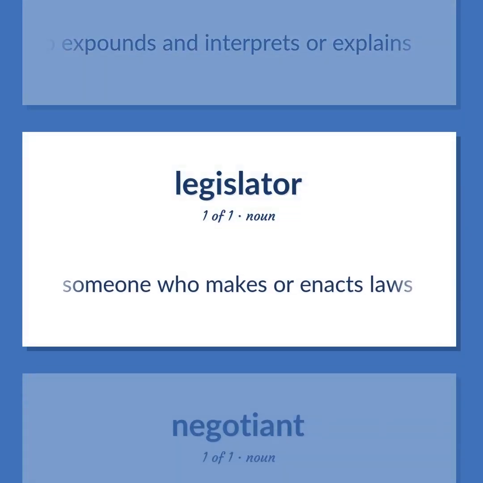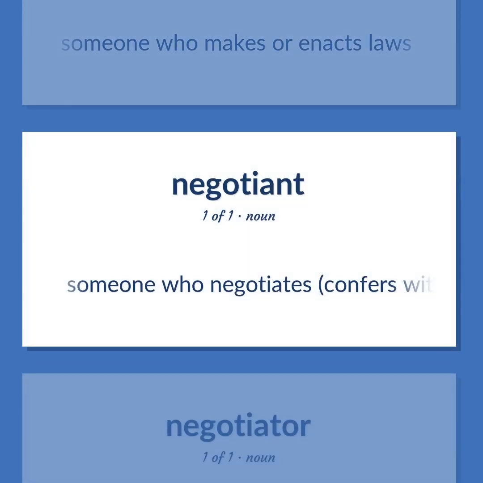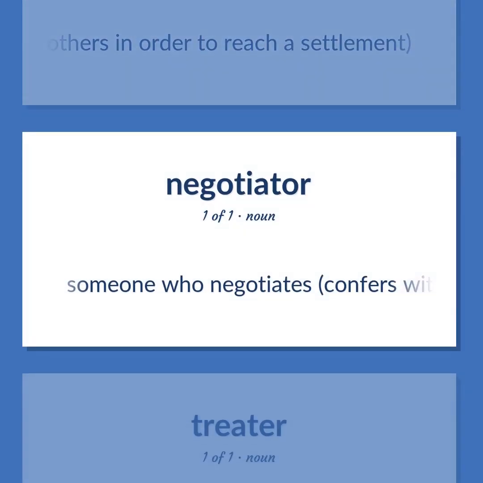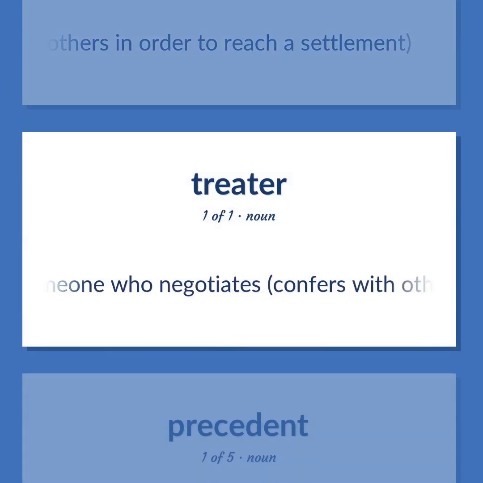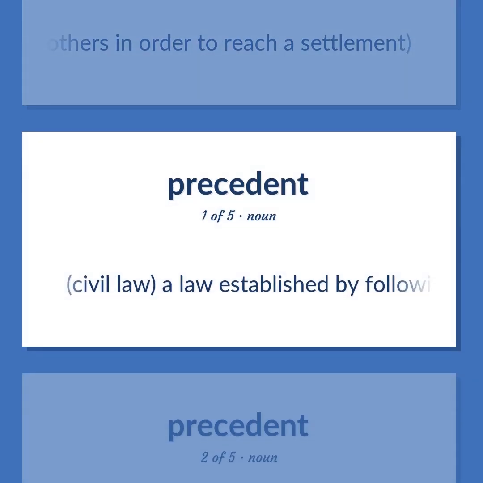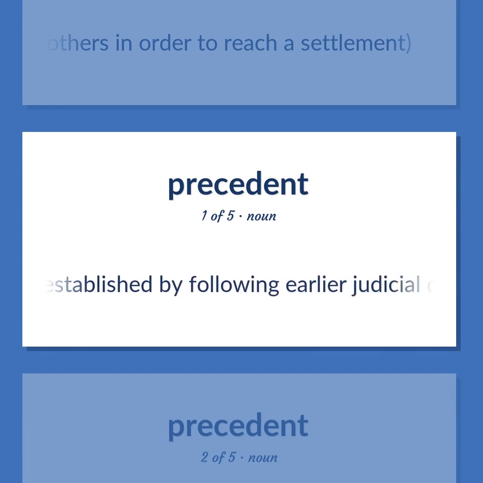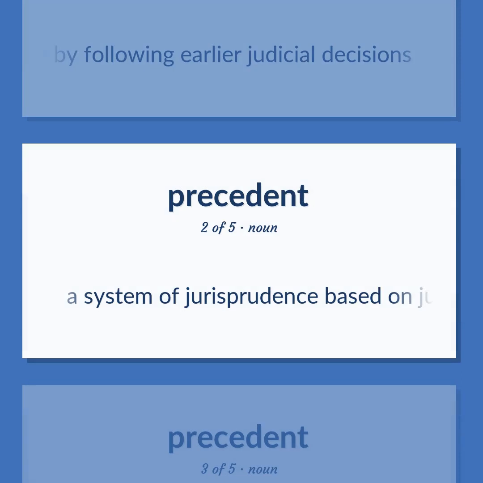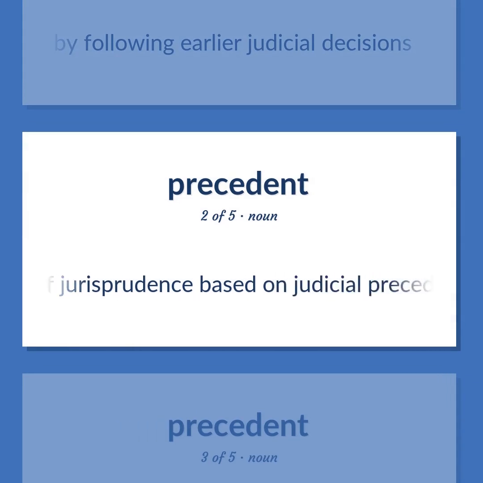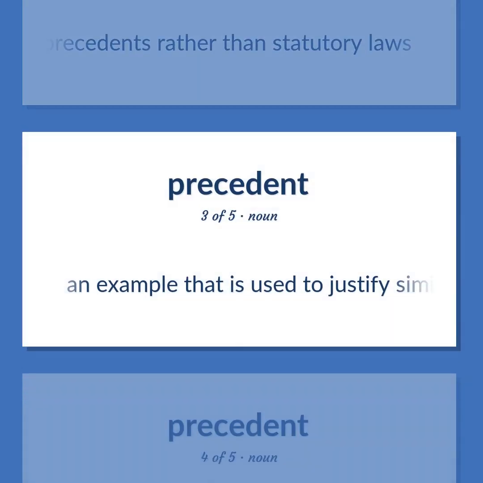Someone who makes or enacts laws. Someone who negotiates, confers with others in order to reach a settlement. Civil law. A law established by following earlier judicial decisions. A system of jurisprudence based on judicial precedents rather than statutory laws. An example that is used to justify similar occurrences at a later time.